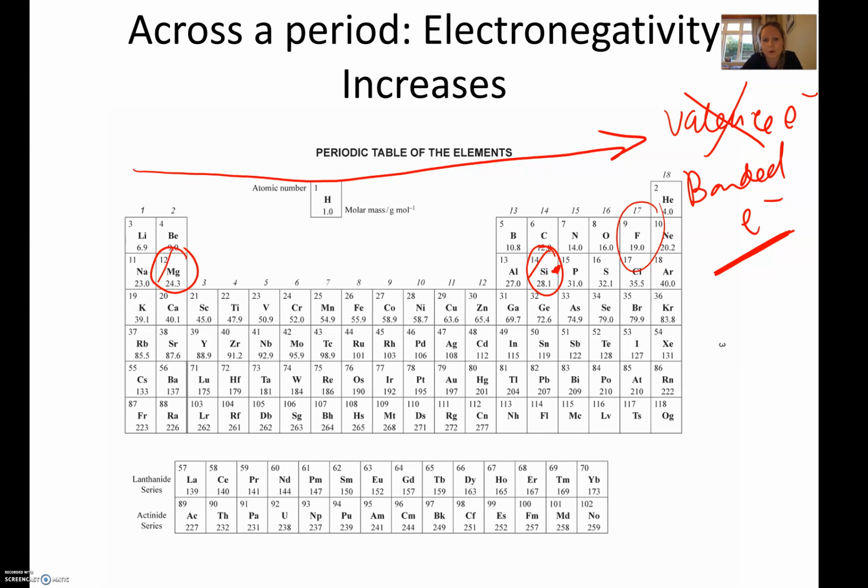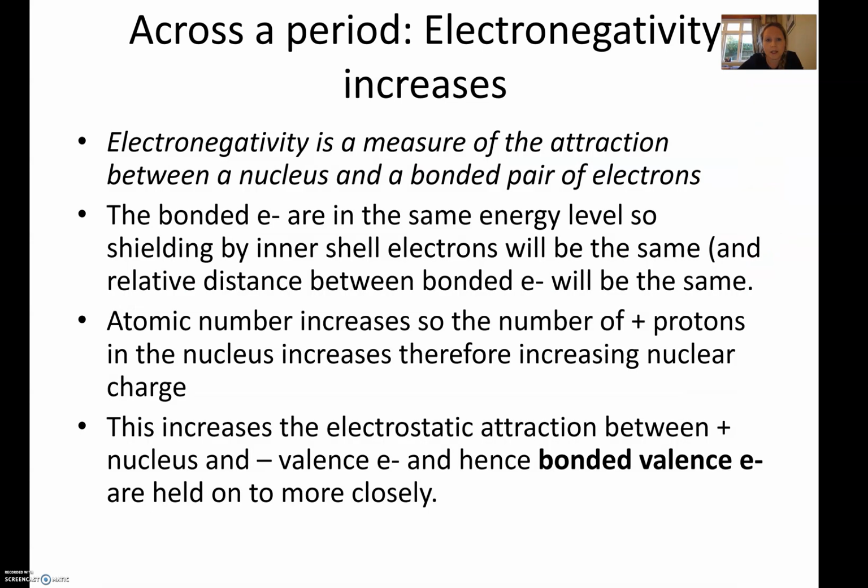So let's have a look at my model answer, template answer, and then we'll move on to the trend down a group. I've put the definition first, always do that. No easy way around it, you just need to memorize that. Bonded electrons are in the same energy level, so shielding by inner shell electrons will be the same. Atomic number increases, so number of protons increases, increasing the nuclear charge. This increases the electrostatic attraction between the nucleus and the bonded electrons, which are held onto more closely.